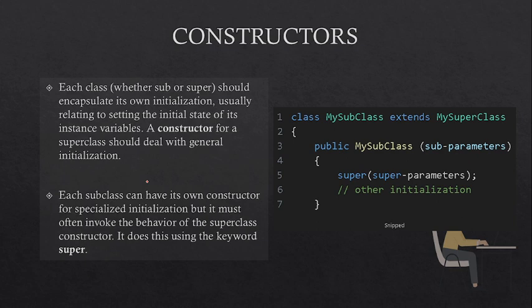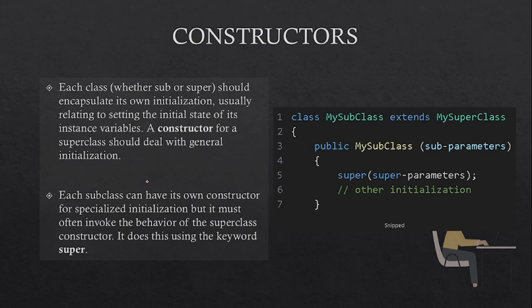Then a constructor for a superclass should deal with general initialization. Our superclass contains only the general characteristics, so the constructor of the superclass should deal with general initialization. It will initialize the general attributes or general characteristics.